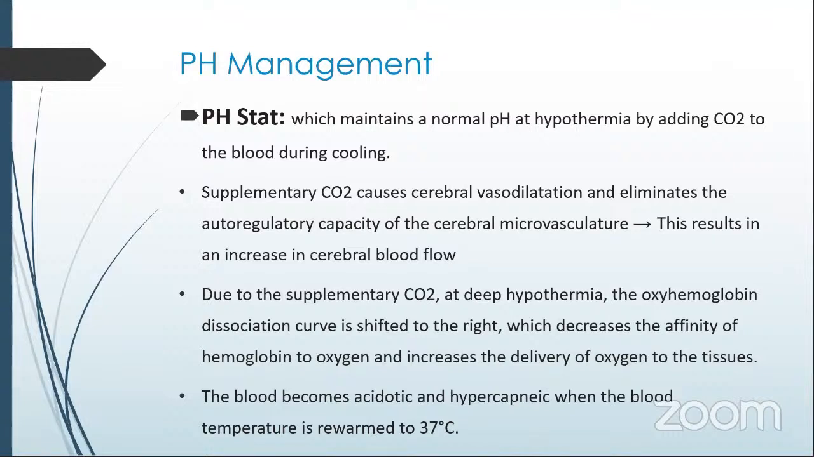The other parameter is pH management. The pH-stat strategy maintains the normal pH at hypothermia by adding CO2 to the blood during cooling. Why? Because hypothermia will make the blood alkalotic and hypocapnic. So to maintain a normal pH at hypothermia, we need to add CO2 to the blood while cooling. As we know that CO2 is a potent vasodilator, it will cause cerebral vasodilation, and this will eliminate the autoregulatory capacity of the cerebral microvasculature, and this will result in an increase in the cerebral blood flow, as we said before.